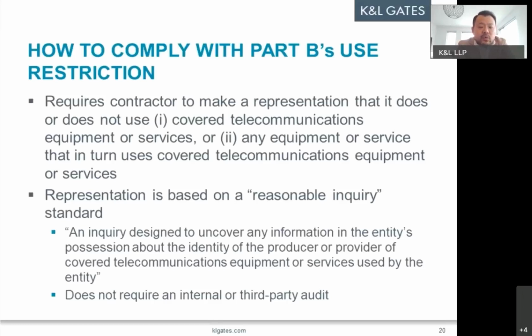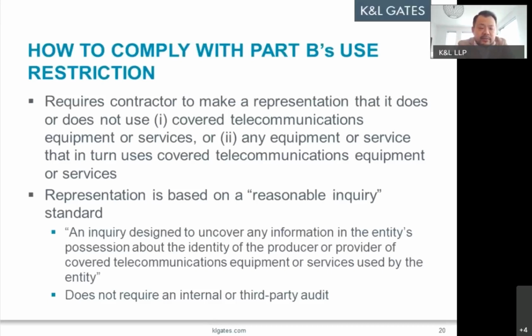And so one important point is that the Part B prohibition does not go beyond just whether or not you're going to be using this equipment or services in connection with performing a contract. You can actually just use that internally as part of your infrastructure, not directly in support of a federal contract, and potentially still trip up with Part B. So that's the very expansive mandate that a lot of clients seem to be wrestling with, and rightfully so.